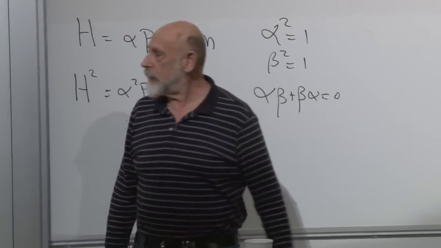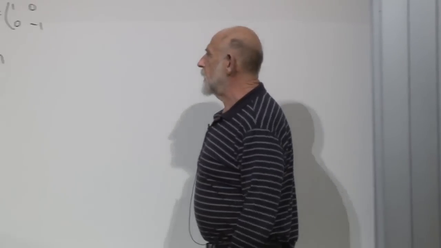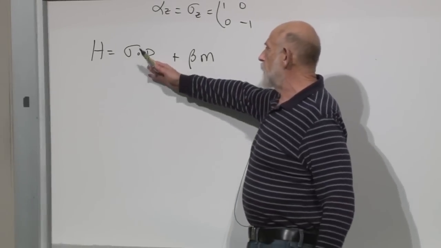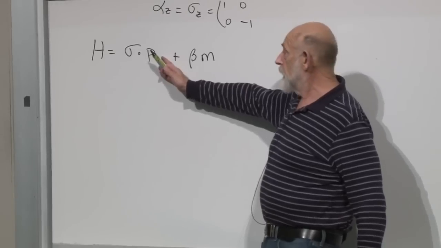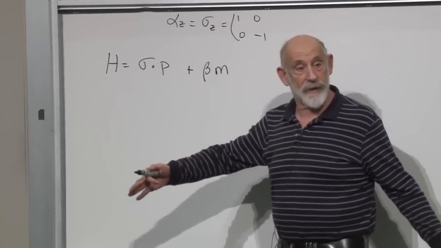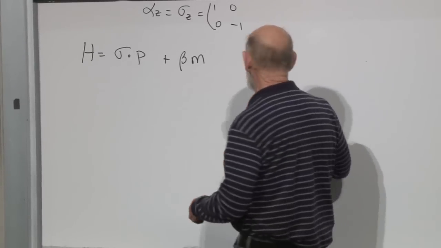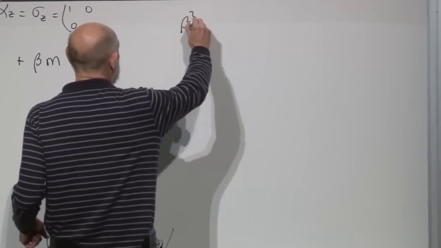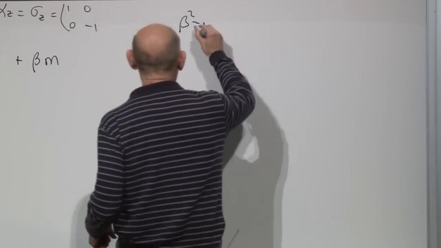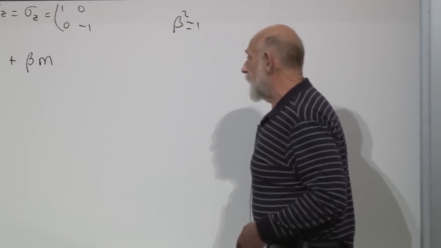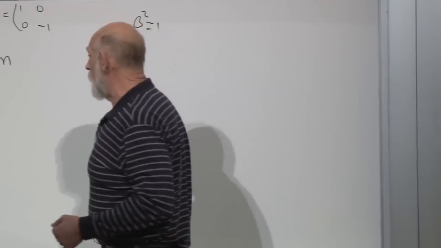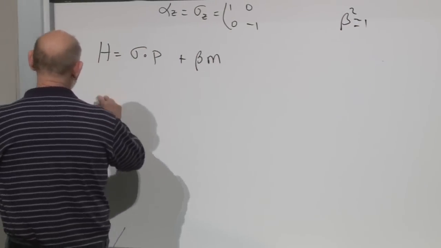When we square h, we're going to get the usual sigma squared p squared, which is just p squared. We're going to get, assuming the square of beta is 1 again, let's assume beta squared is 1 again, then we'll get an m squared term. We'll get h squared equals p squared plus m squared.